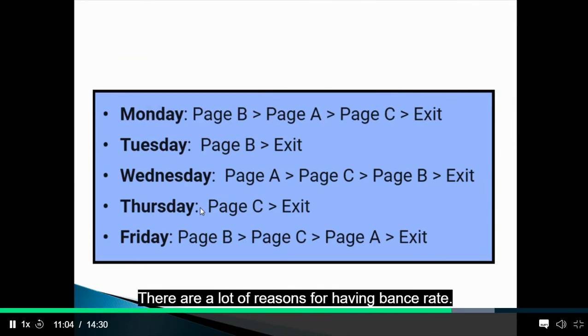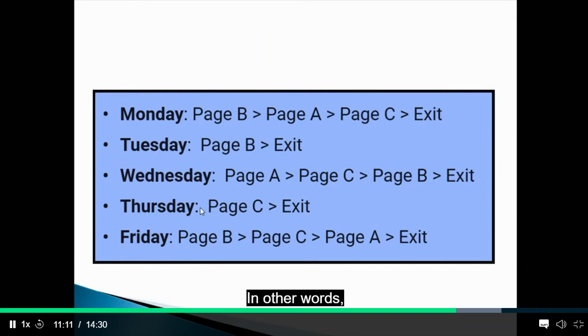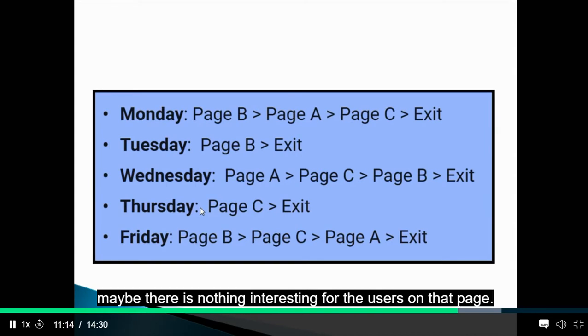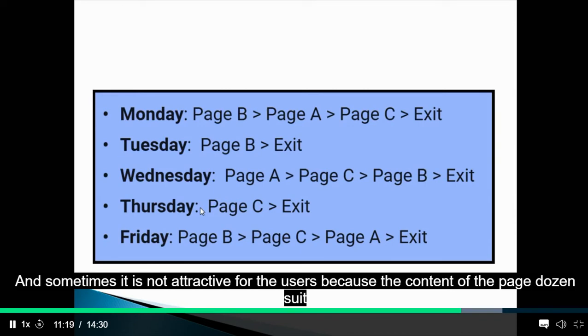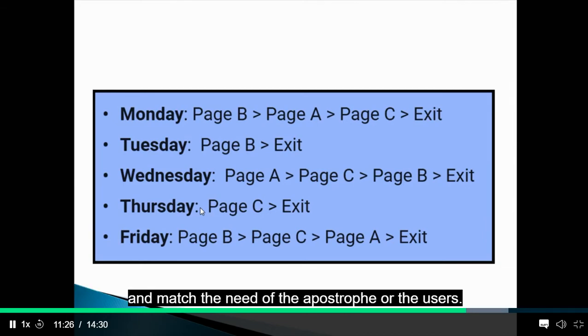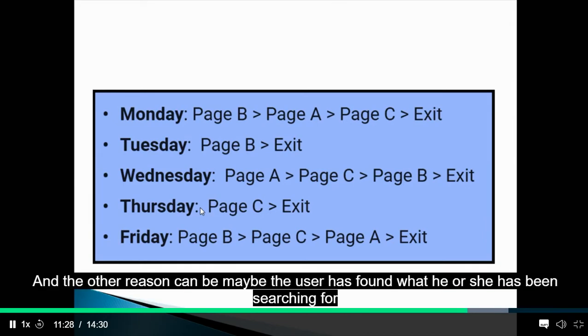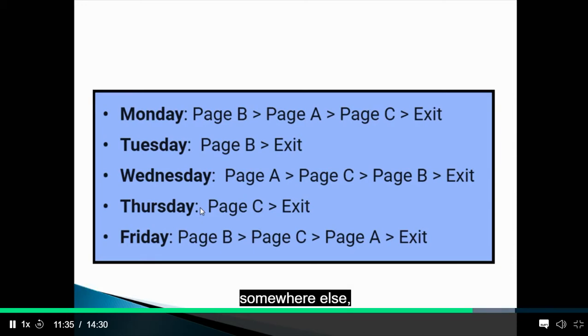There are a lot of reasons for having bounce rate. One of them can be the low quality of the web page. In other words, maybe there is nothing interesting for the users on that page. And sometimes it is not attractive for the users because the content of the page doesn't suit and match the needs of the users. And the other reason can be maybe the user has found what he or she has been searching for somewhere else, and then he would exit the page.